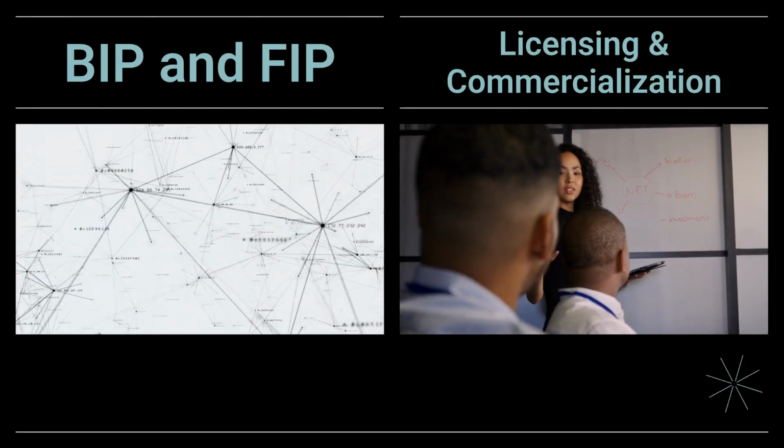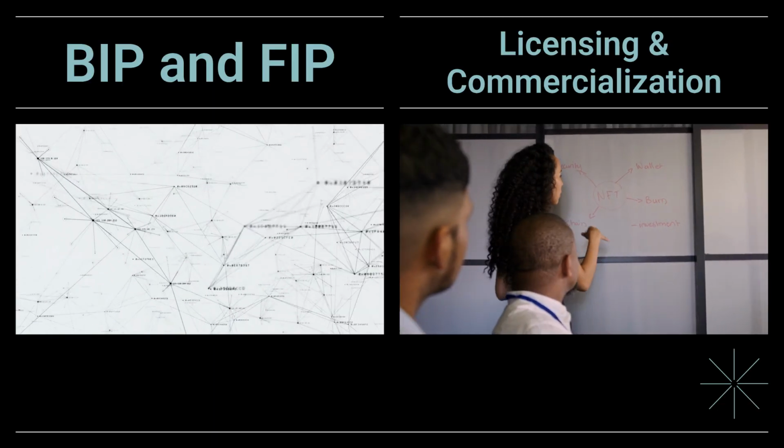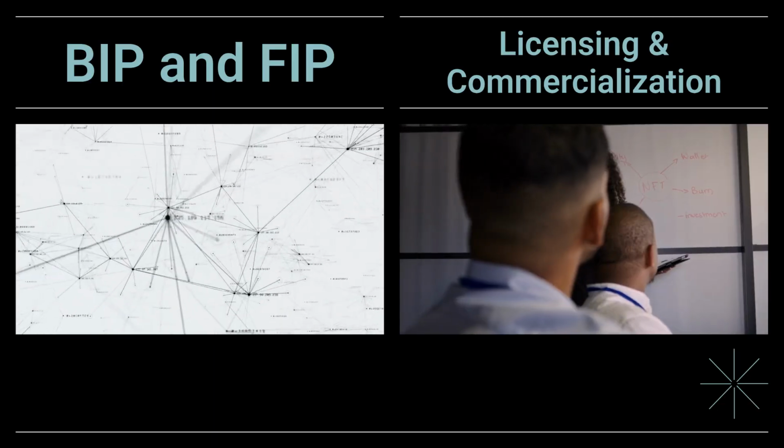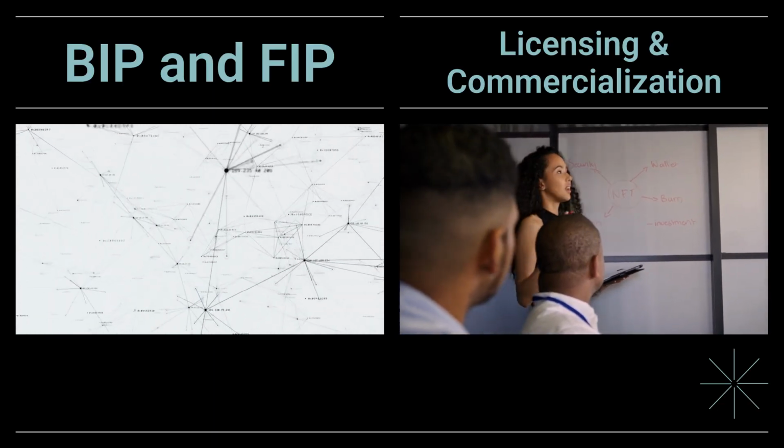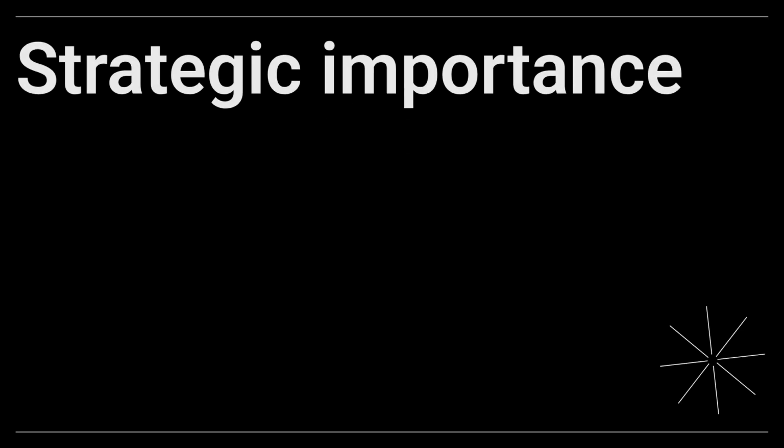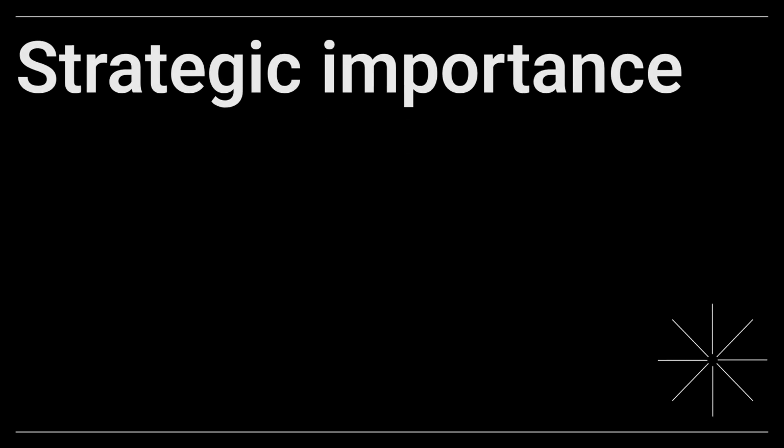To wrap things up, let's review the key takeaways for founders regarding IP. Remember, background IP is what you bring in, foreground IP is what you create. Licensing opens up new revenue streams, and commercialization brings your innovation to the market. For founders, understanding and strategically managing IP is not just about legalities. It's about building a robust, valuable, and future-proof business.